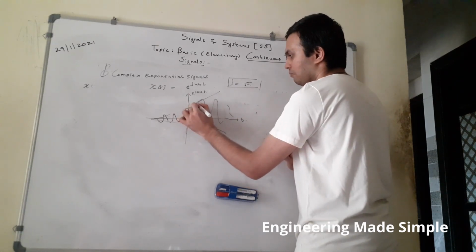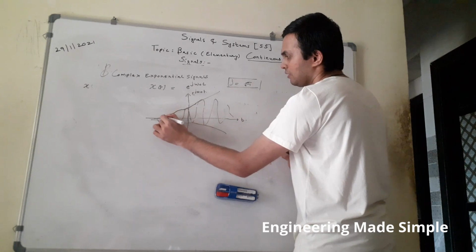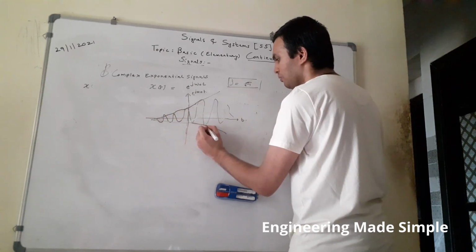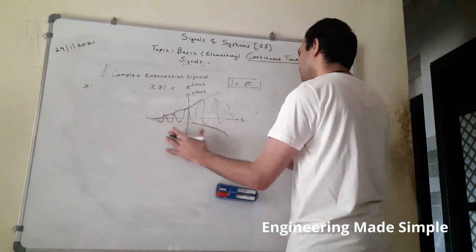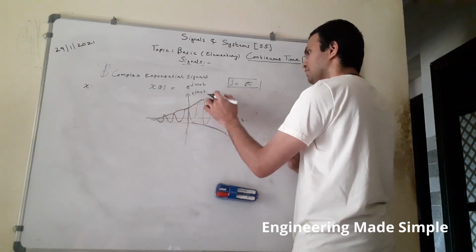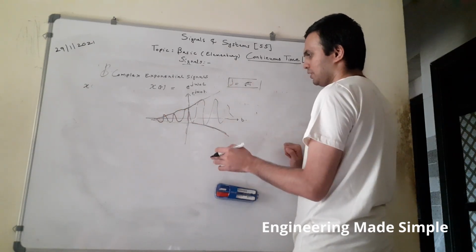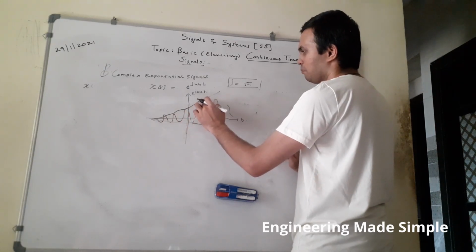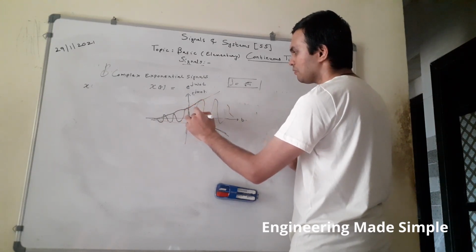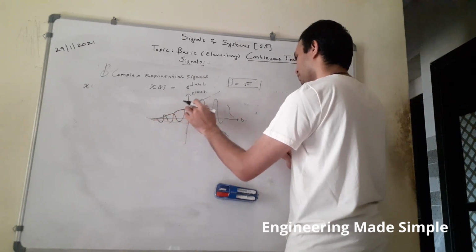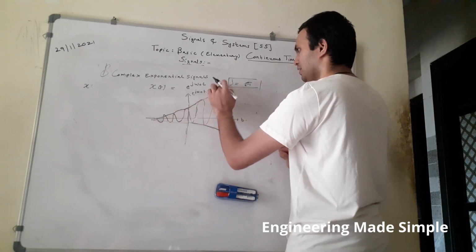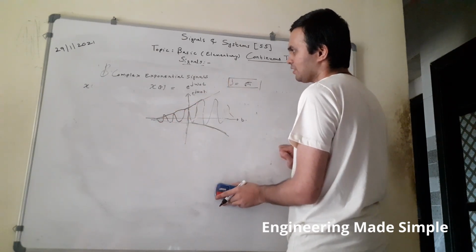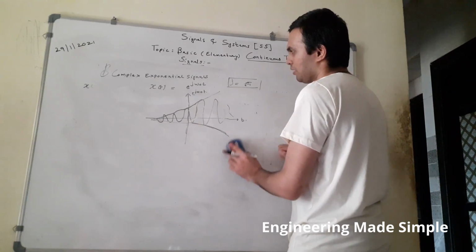Wait a minute, this is the dotted envelope joining its peak and trough. From this you come to know that this is an increasing complex exponential signal. If you join the peaks of this waveform, you will get this increasing exponential type of curve. So that is x of t is equal to e raised to j omega naught t.